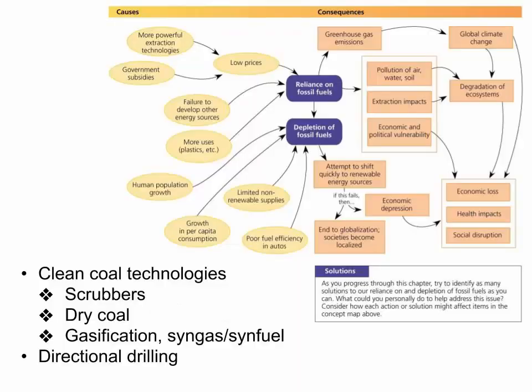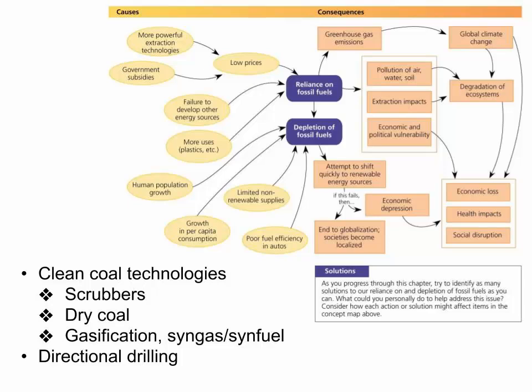As you can see from this figure, our reliance on fossil fuels is caused by powerful extraction technologies, such as ones we have discussed previously in this video, and government subsidies, both of which drive the cost of fossil fuels down. Our failure to develop alternative energy sources and our continual development of new applications of fossil fuels also perpetuate our dependence on these fuels.